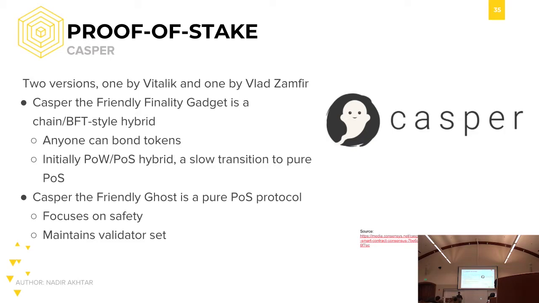Whereas Casper the Friendly Ghost is a pure POS protocol. It ignores what exists in the current Ethereum protocol and says, all right, here's the things we want in the end. Here's how we can build a protocol that does exactly that. So it focuses on safety, and it'll maintain a validator set, an explicit validator set, rather than having anyone have the ability to bond tokens.